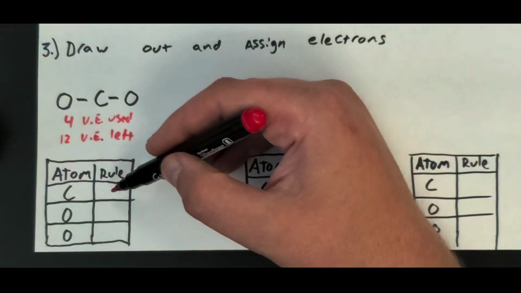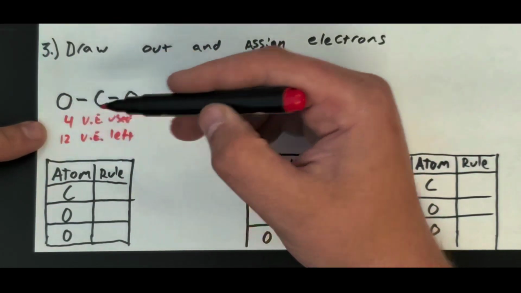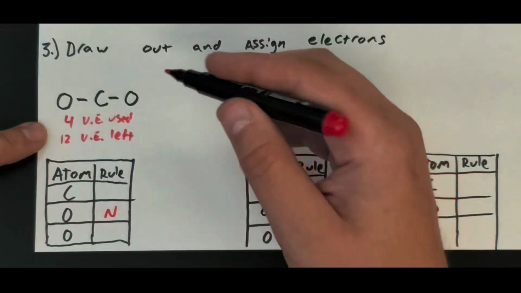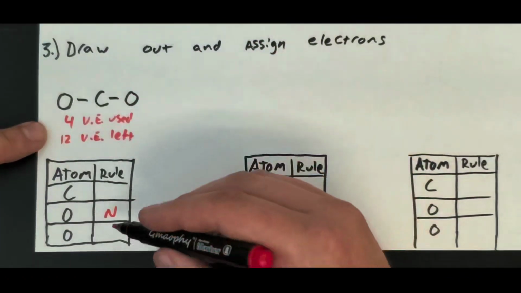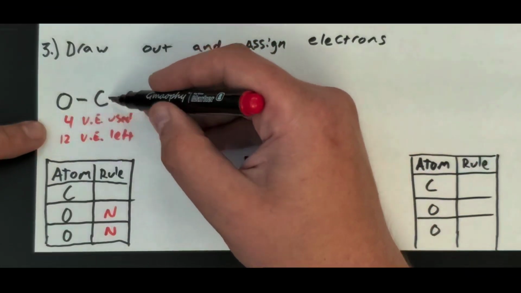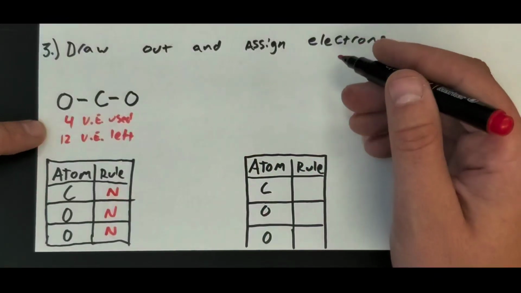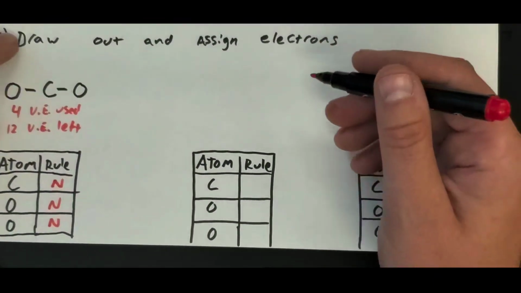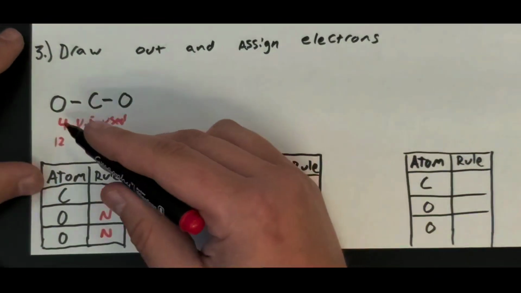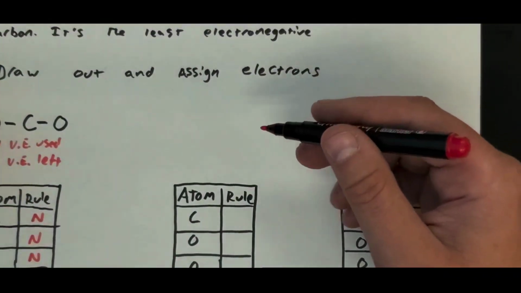We can check on our octet rule here. This oxygen only has 2, so its octet rule isn't fulfilled. This oxygen only has 2 valence electrons, its octet rule isn't fulfilled. Carbon has 4 valence electrons, so its octet rule is not fulfilled. We're going to assign the rest of these 12 valence electrons to try to fix this.